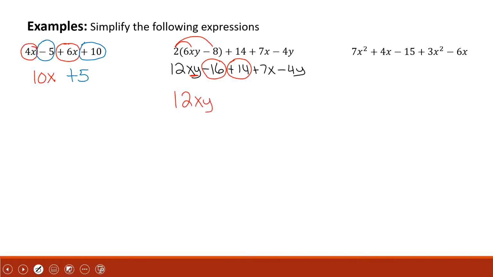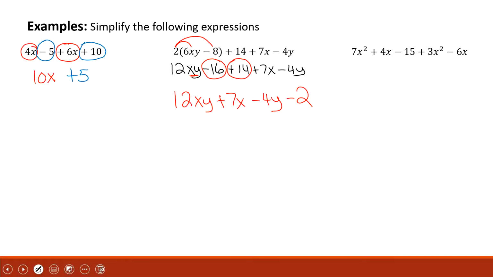Negative 16 plus positive 14, like I say, it's really 14 minus 16, so that's going to be negative 2. I'm going to throw it at the end. So I'm going to bring down the plus 7x here, minus 4y here, and then, like I said, minus 2. Again, that's our simplified term. There's nothing else we can combine into like terms, so we're going to leave it like that.